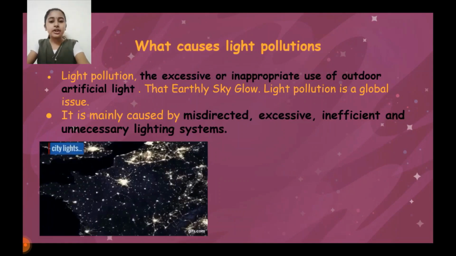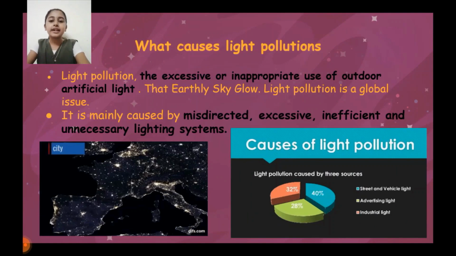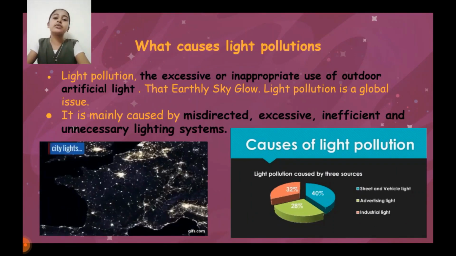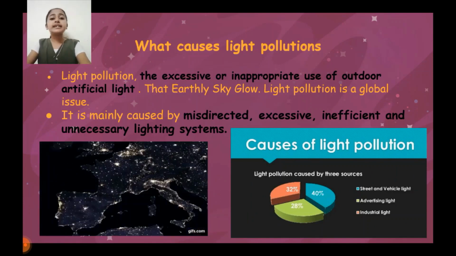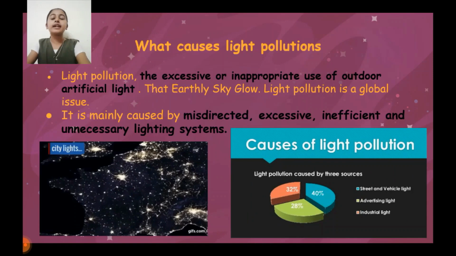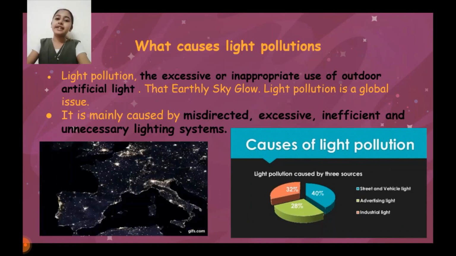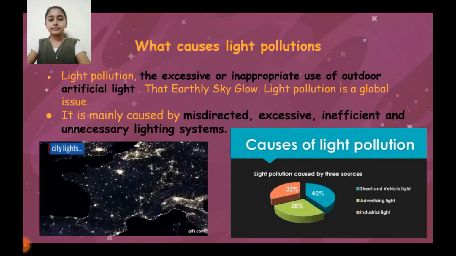Light pollution is the excessive or inappropriate use of outdoor artificial light, which causes Earth's sky glow. Light pollution is a global issue. It is mainly caused by misdirected, excessive, inefficient and unnecessary lighting systems. The main culprits are street and vehicle lights, advertising lights and industrial lights.